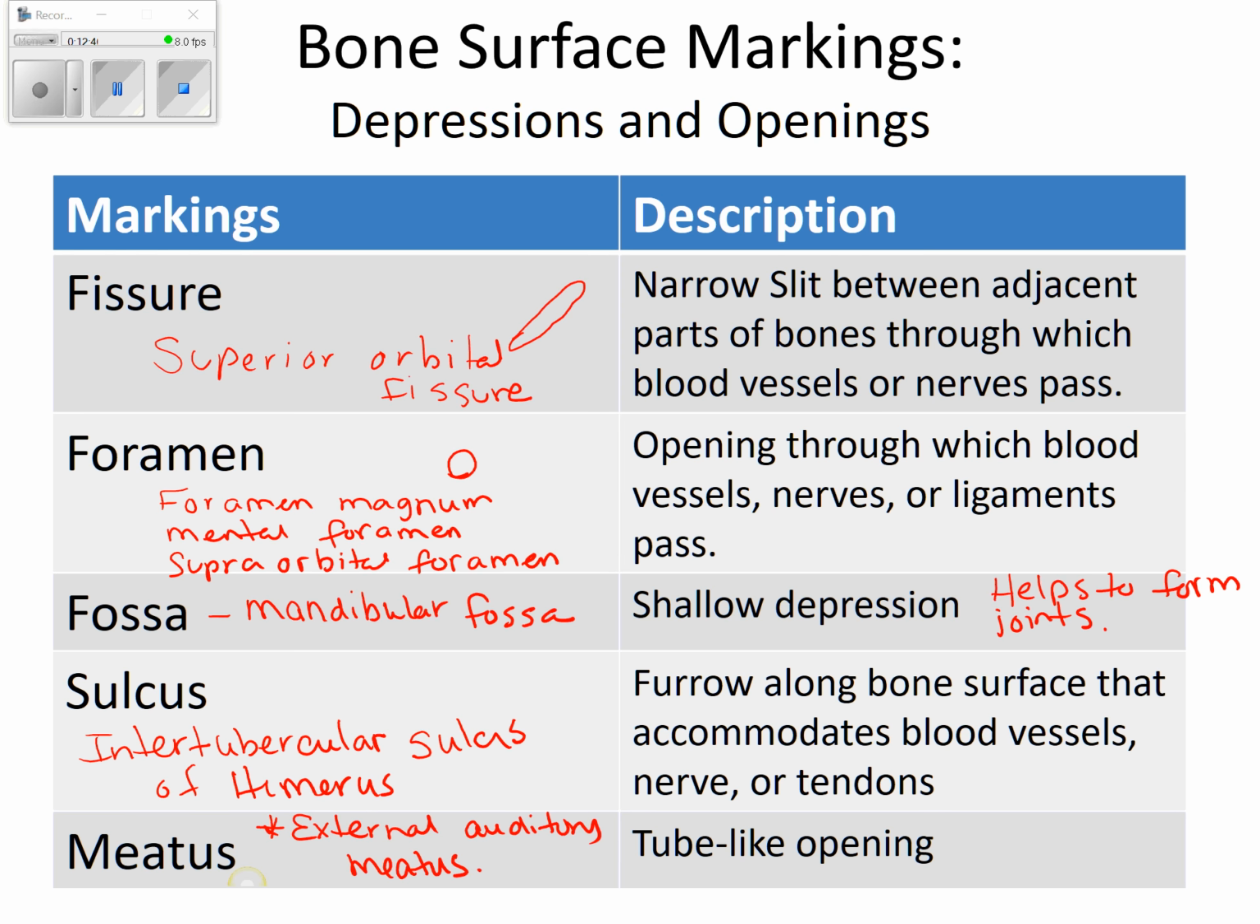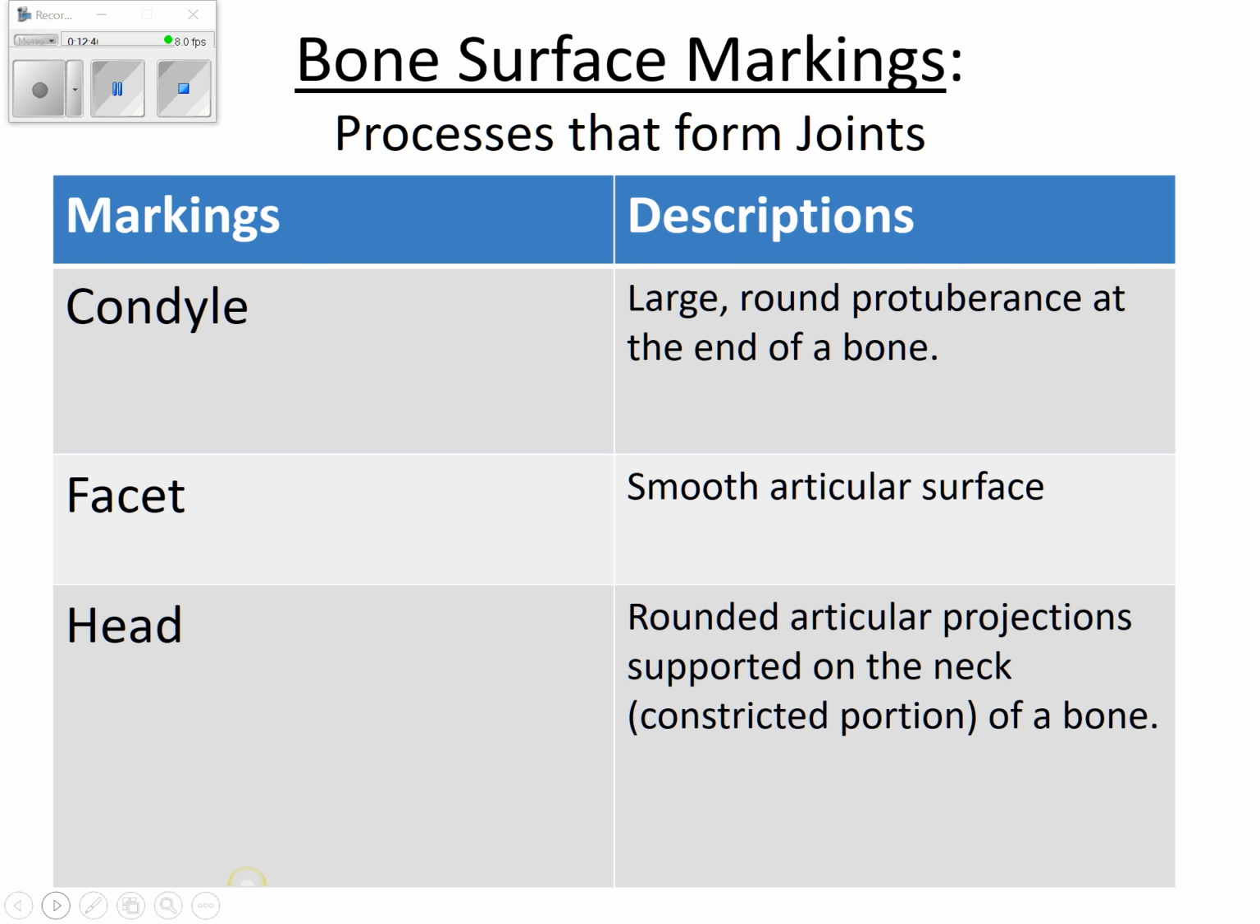Next, we have a condyle. All of these on this paper here are going to help to form joints. So first you have the condyle. These are large round protuberances at the end of a bone, and what they do is they articulate in a fossa or with another bone.